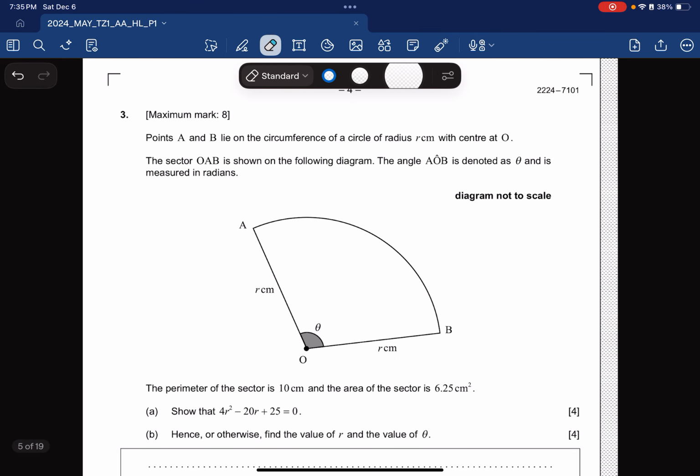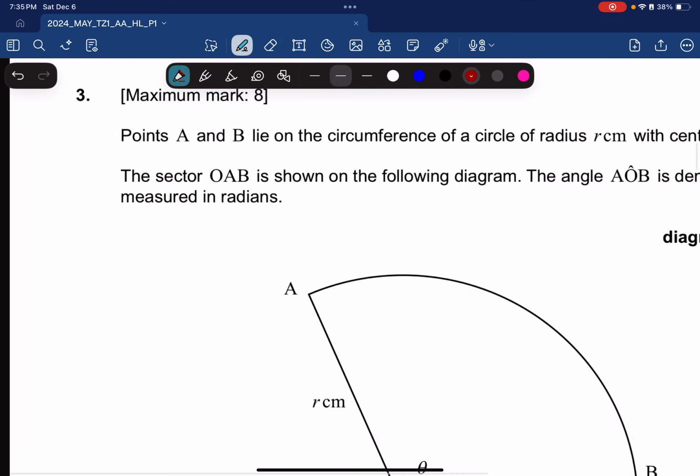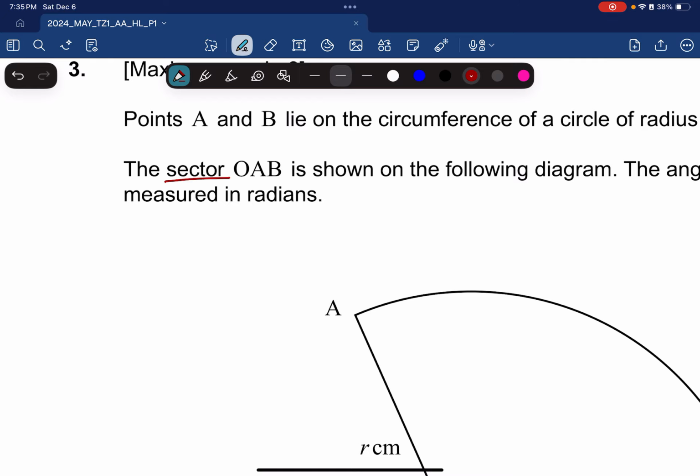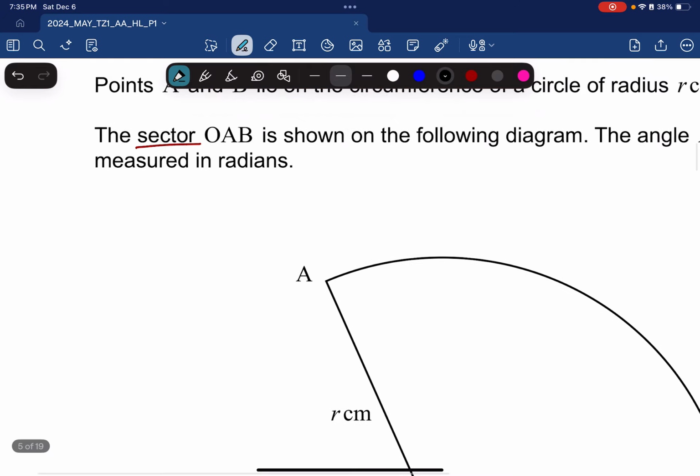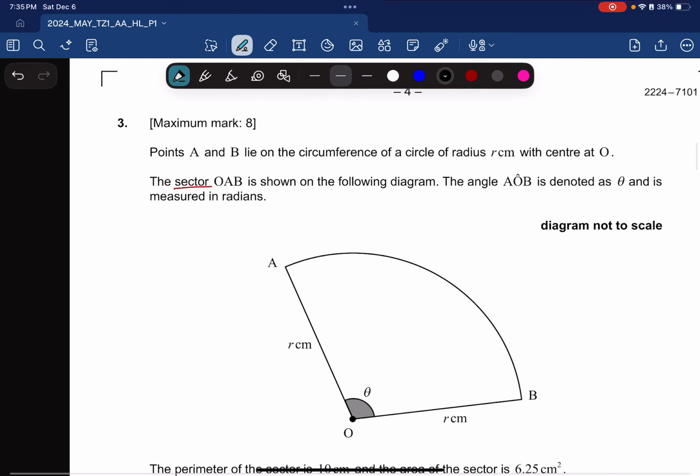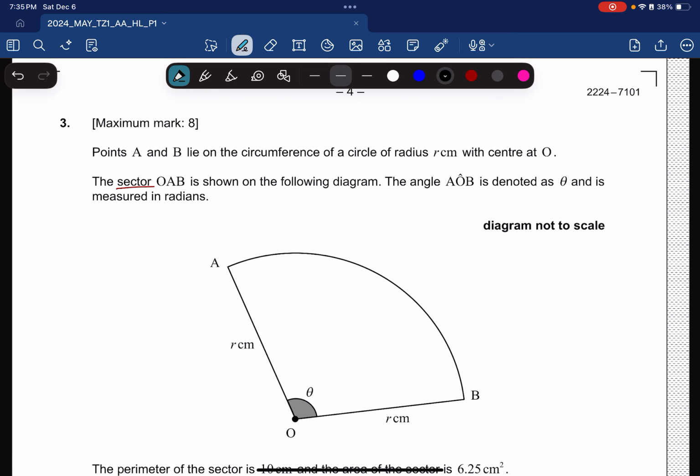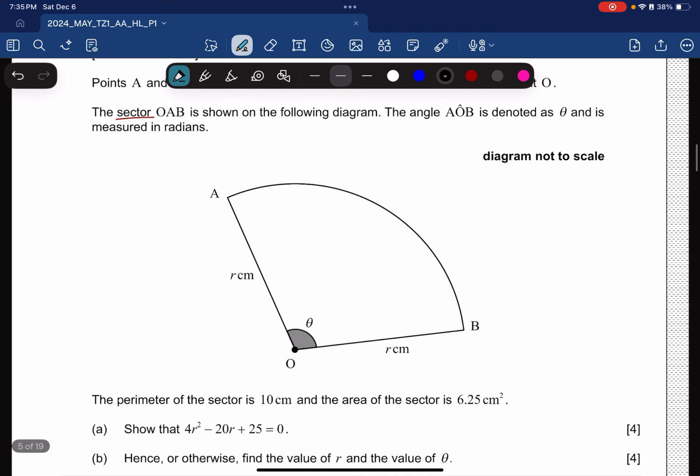Points A and B lie on the circumference of a circle of radius r centimeters with center at O. The sector AOB, first of all, I'm going to note that this is a sector. I'm given a sector, shown on the following diagram. The angle AOB is denoted as theta and is measured in radians. This is very important, so the measurement is in radians.